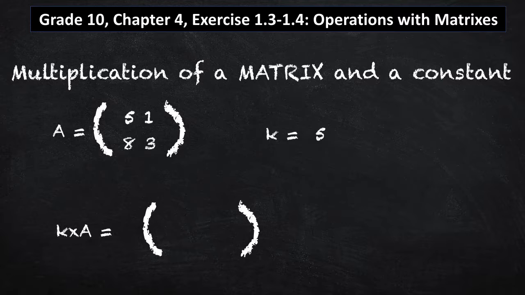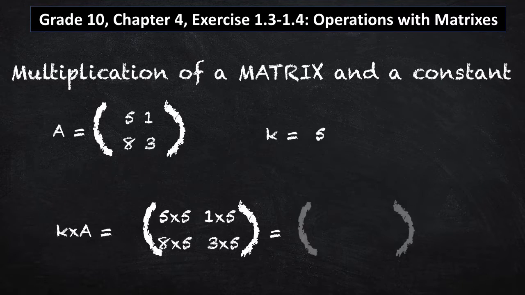So the element 1,1 of the matrix K multiplied by A will be the element 5 multiplied by the constant 5. The element 1,2 will be the number 1, again multiplied by the constant 5. In the same way, the element 2,1 will be 8 multiplied by the constant 5, and the element 2,2 will be 3 multiplied by 5. Then we do all the multiplications and we find that the matrix K multiplied by A is equal to 25, 5, 40, and 15.